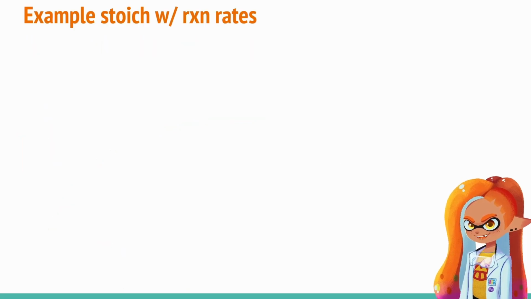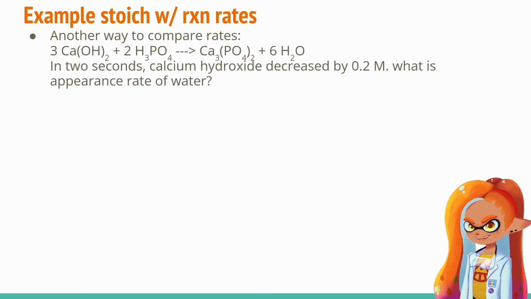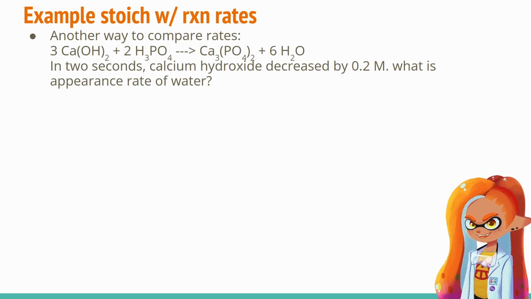So we can actually use Stoich with reaction rates, and I'm going to show that. I'm going to do an example twice, showing one way and another way. So here's the example we're going to do. We have 2 seconds and the concentration of calcium hydroxide has decreased by 0.2 molar. What's the appearance rate of water?